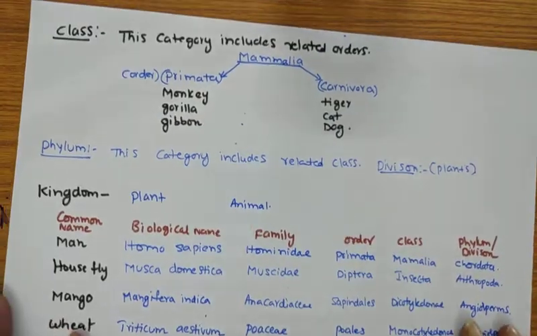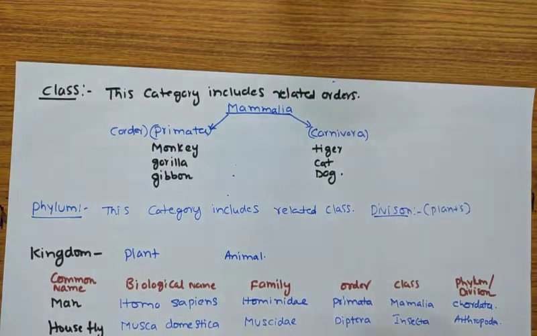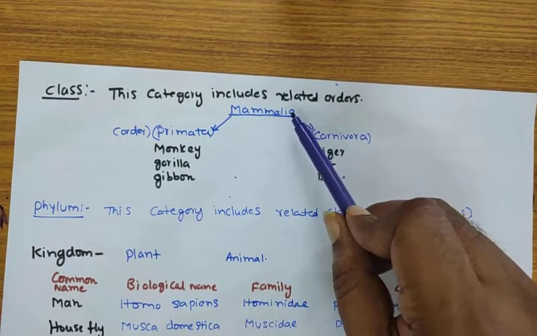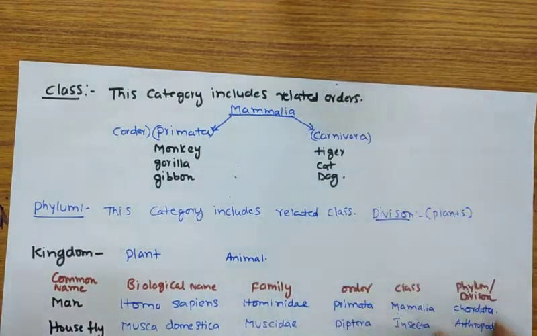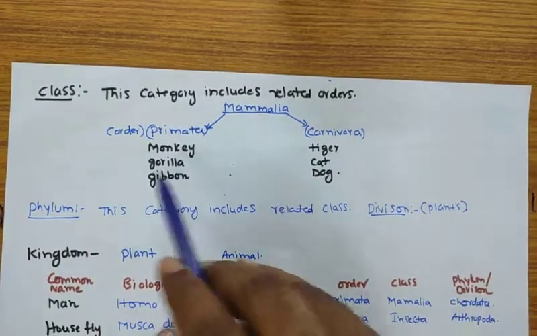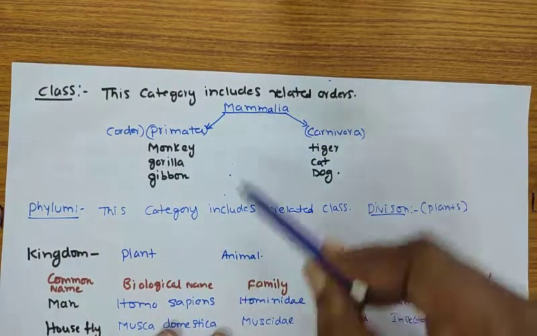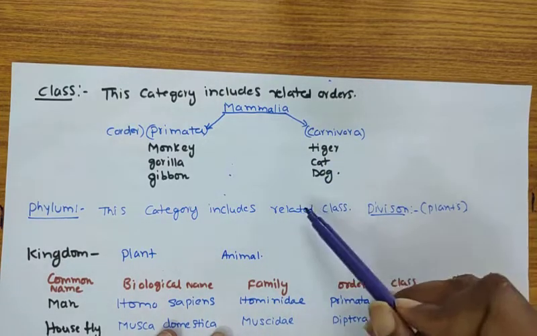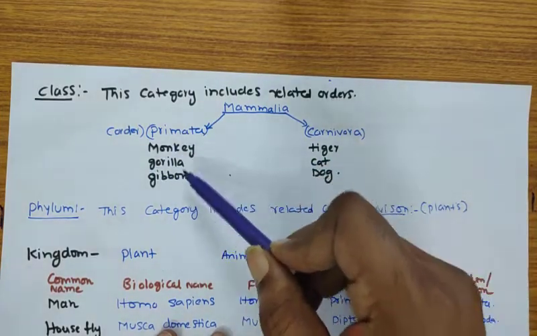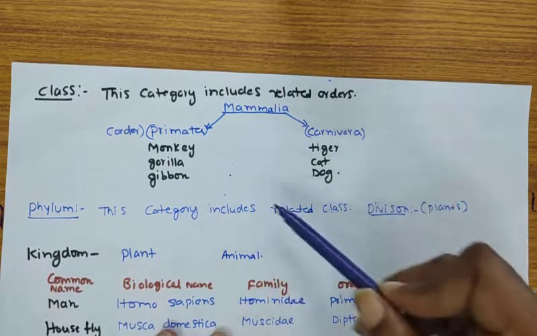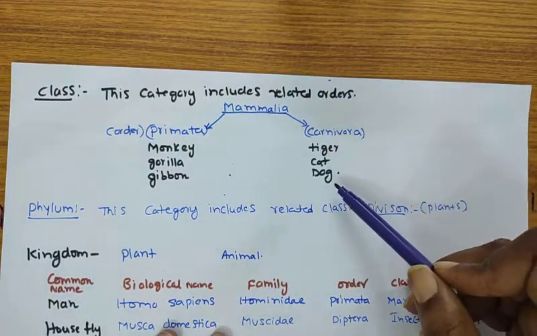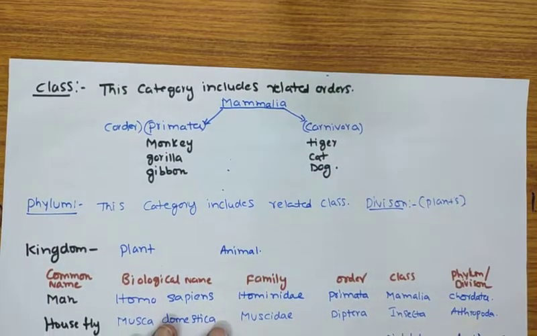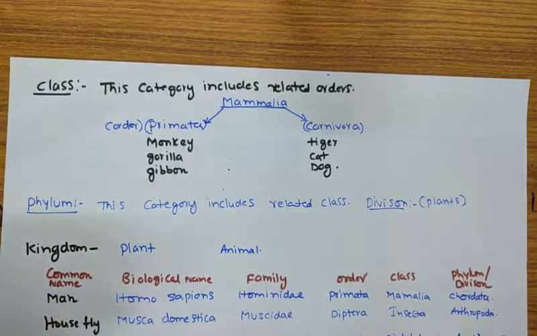Then you go for class. This category includes related orders. So different orders come under one class. Example, Mammalia. Under Mammalia there are Primata and Carnivora. Under Primata, monkey, gorilla and gibbon come, and under Carnivora, tiger, cat and dog come. So like that, different orders come under a class.